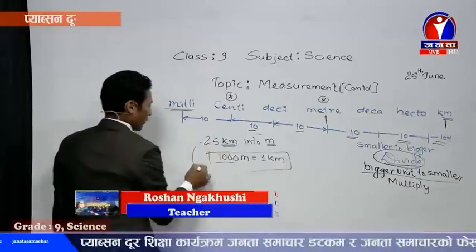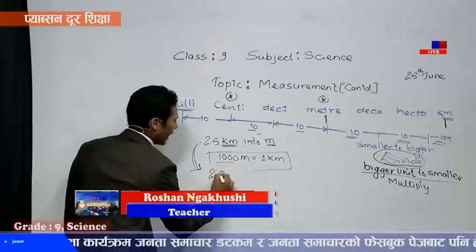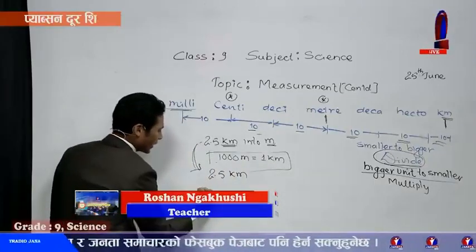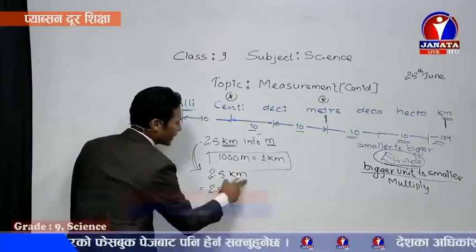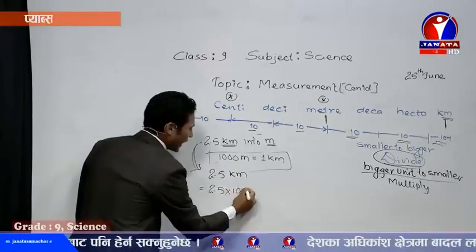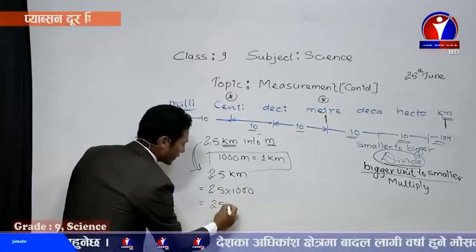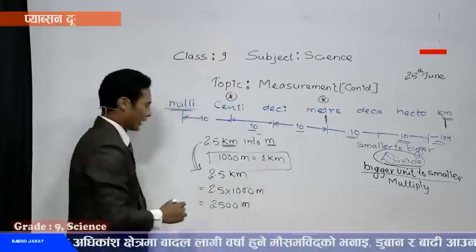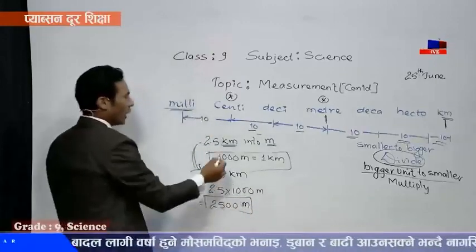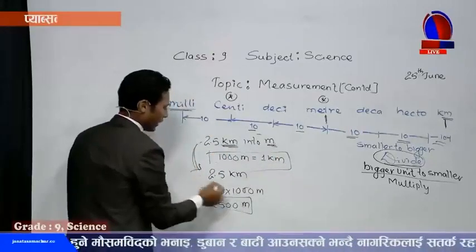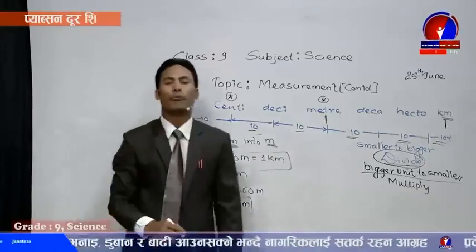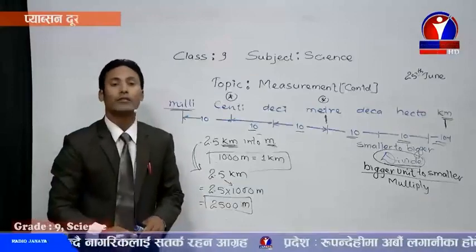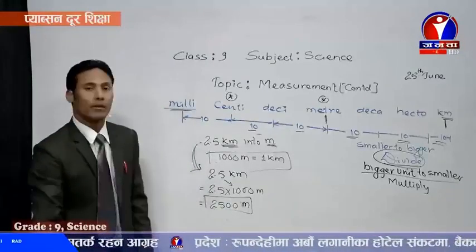So from this one, this is 2.5 kilometer, right? And 1 kilometer equals 1000 meter, so instead of this kilometer, we need to multiply this 2.5 by 1000. So it gives 2500 meter. Okay, so this one is the answer. That's why from bigger unit to smaller unit is multiplication, and smaller unit to bigger unit is division. Clear? This is the method for conversion of a length into different units.